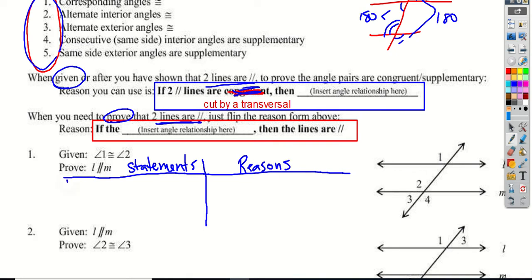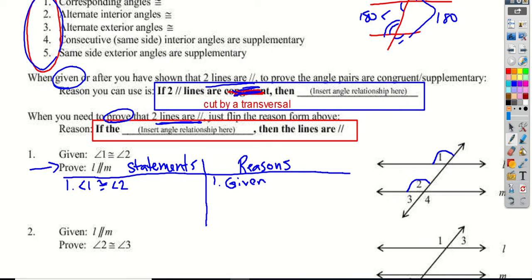We always start out any proof by listing the givens out. So we're going to say angle 1 is congruent to angle 2. And the reason for that first statement, no matter what, is always given. This is what we knew before we even started the question, okay? Now, after we put down the givens, we're always going to go mark up our diagram. We're going to label what we know is true about the diagram. We know angle 1 and 2 are congruent. Our job is to prove that L is parallel to M.